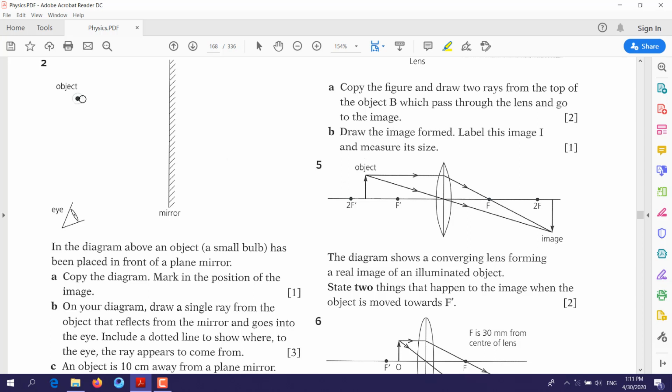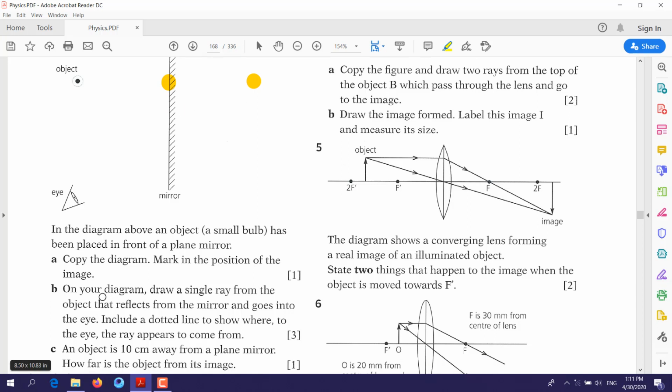The easiest way is, we measure the distance from the object to the plane mirror, and we see how much it is. Let's say it is 5 centimeters, as an example. So if the distance from object to mirror is 5 centimeters, also here we measure 5 centimeters and make a dot. This dot is the image. In this way, we can find the position of the image in a plane mirror.